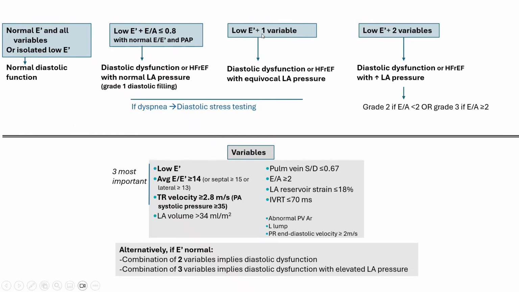If you have low E prime with only one variable, again, diastolic dysfunction with normal or equivocal LA pressure. Low E prime plus 2 of any of those variables, then you have elevated LA pressure. Alternatively, if E prime is normal, then you can use a double or triple combination of all the other variables to decide diastolic dysfunction or diastolic dysfunction with elevated LA pressure.